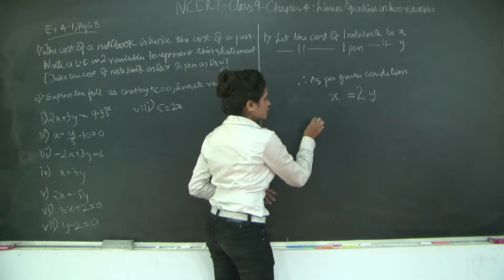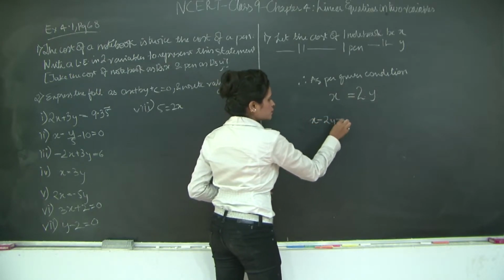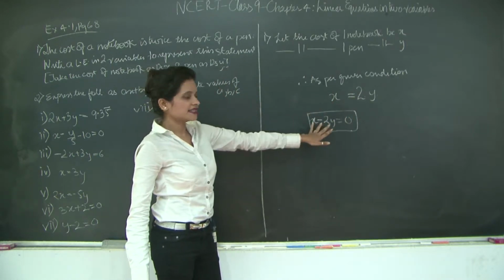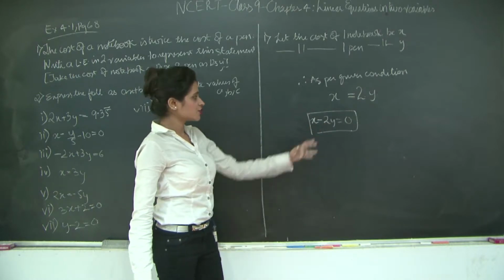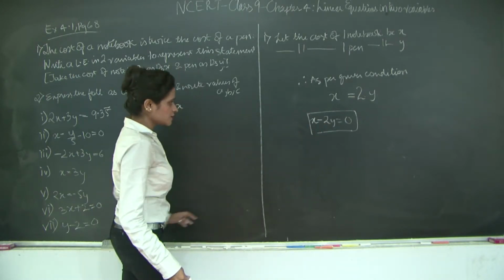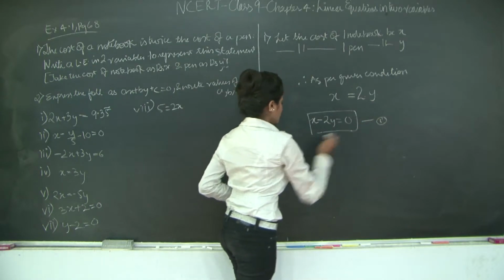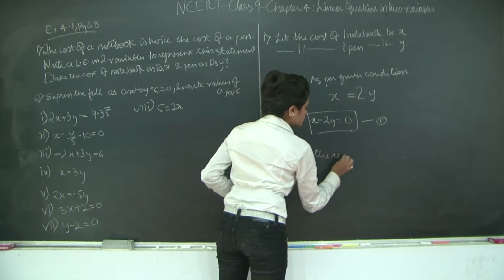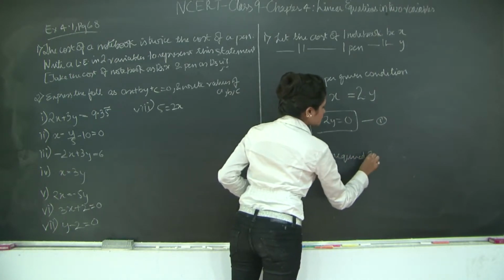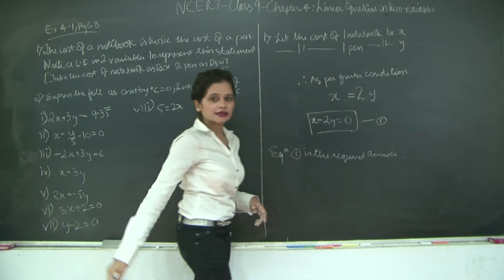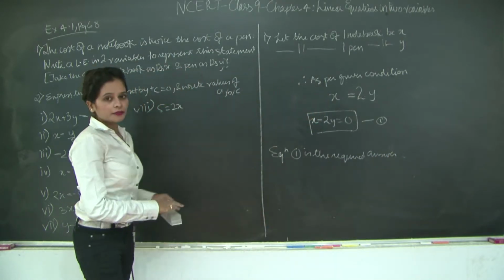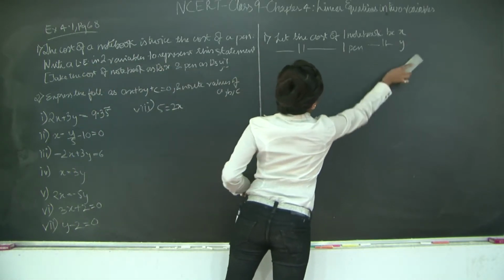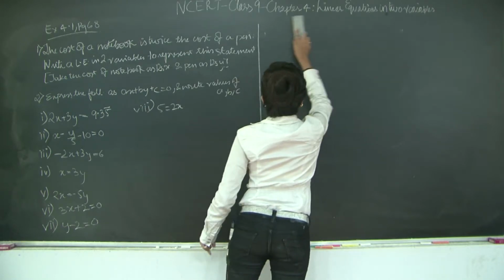So I am just going to further solve this. This is X minus 2Y is equal to 0, which is my equation. I just got 2Y on my left hand side, therefore the sign changed to minus 2Y. Simple. So this is the equation that is required. Therefore you can just say equation 1 is the required answer. Simple. So we'll go ahead and solve the second question of exercise 4.1. Many sums but pretty simple. We'll go one after the other.